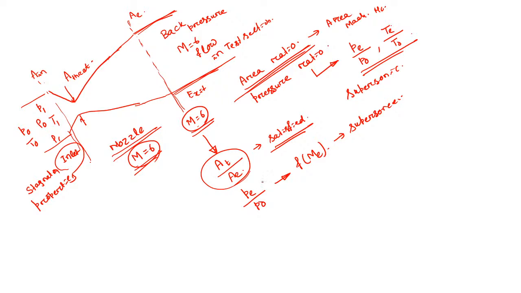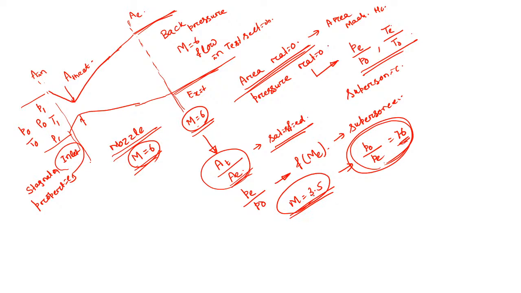So it means that, for example, if I say Mach 3.5 flow, this number, P naught by PE, would be about 76. So apart from satisfying the area ratio, I must take this pressure ratio as 76, and if I maintain this pressure ratio much higher, then still I will be able to reach only Mach 3.5. I cannot increase this Mach number, because at that point it is governed through the area ratio.